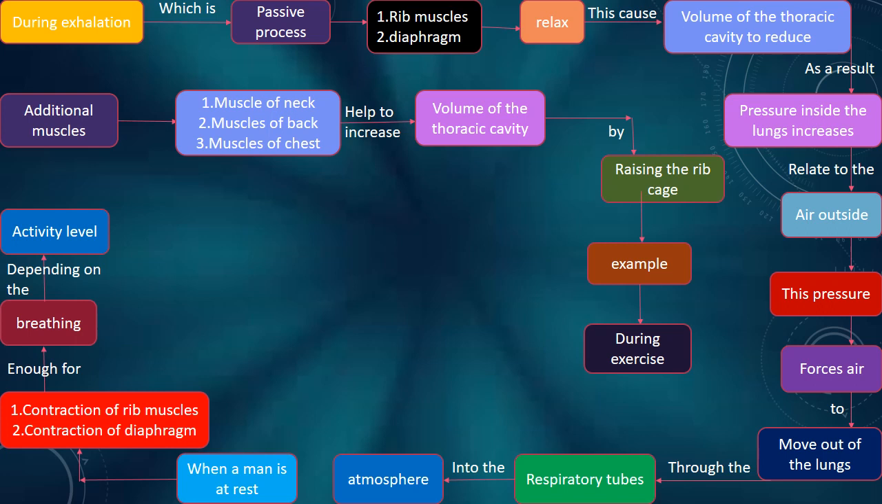When a person is at rest, contraction of the rib muscles and the diaphragm is enough for breathing, but this depends on the activity level. Additional muscles, the muscles of the neck, back, and chest, help to increase the volume of the thoracic cavity by raising the rib cage, for example during exercise.